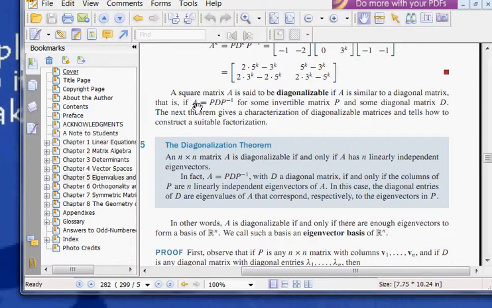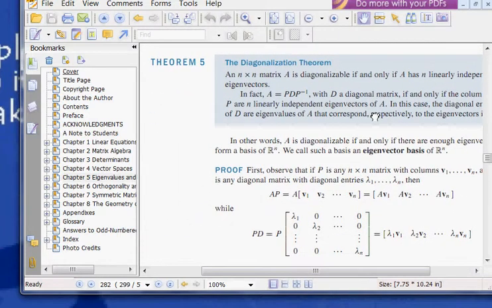Let's move on to this definition. It's kind of important. A square matrix A is said to be diagonalizable if A is similar to a diagonal matrix. That is, if A equals P times D times P inverse for some invertible matrix P and some diagonal matrix D, okay? A and D are similar, and we talked about similarity in one of the last videos.